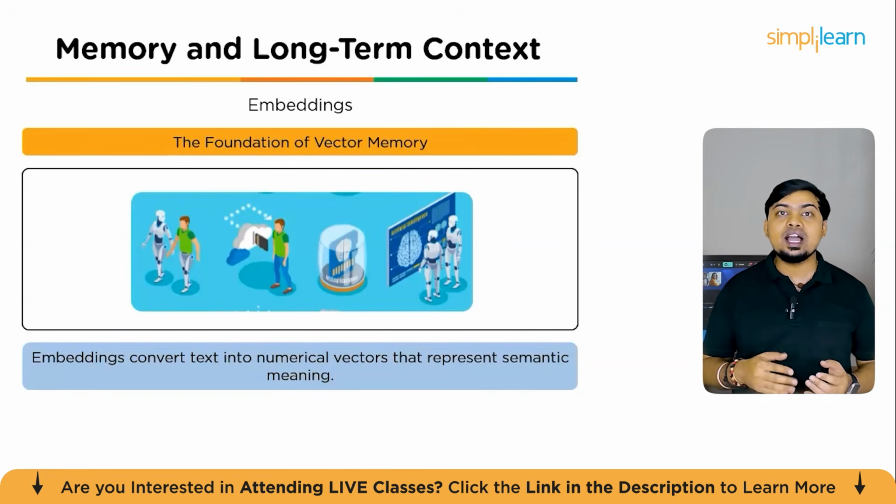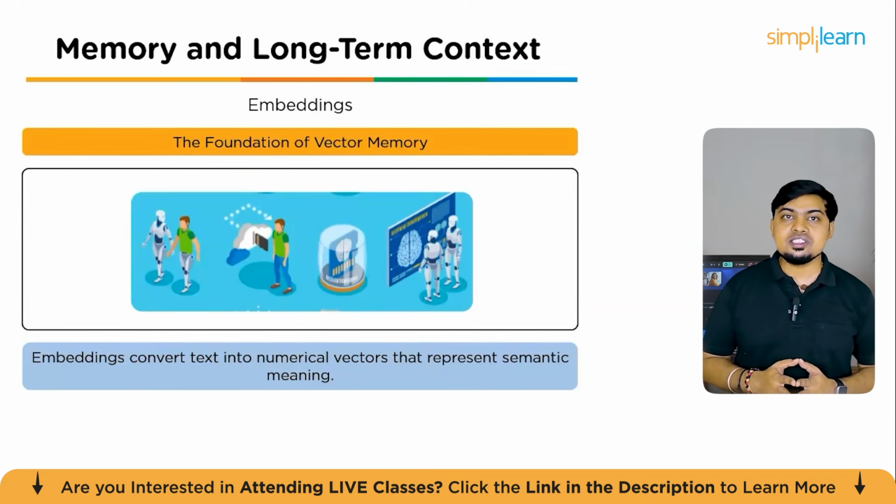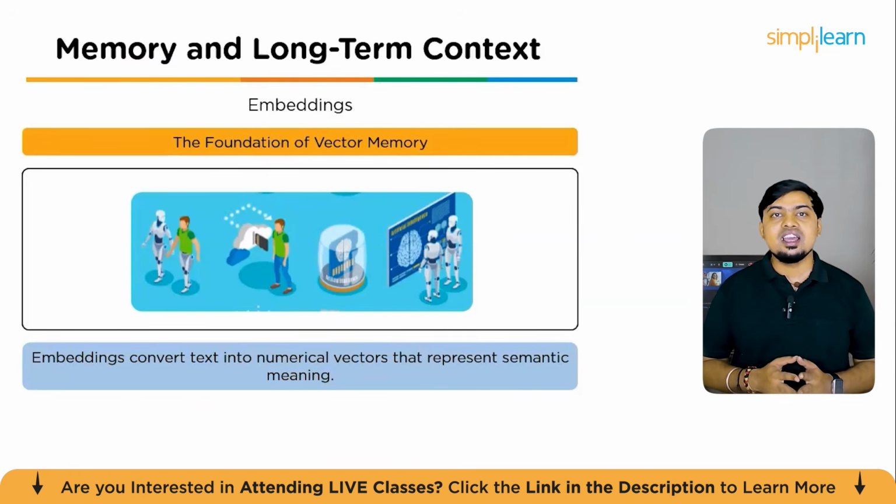Now let's understand why embeddings are so powerful. Embeddings enable semantic search, context retrieval, knowledge augmentation, personalization, and recommendation systems. They are the core building blocks behind modern intelligent applications. Without embeddings, long-term memory in AI systems would not be nearly as effective as it is.